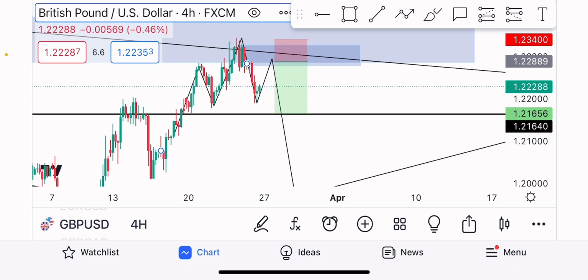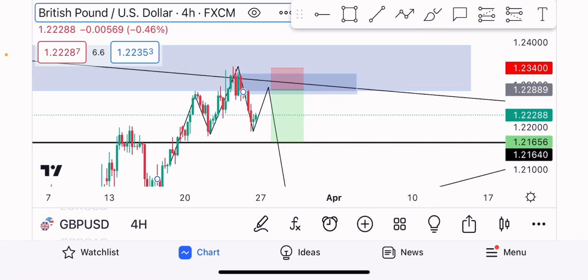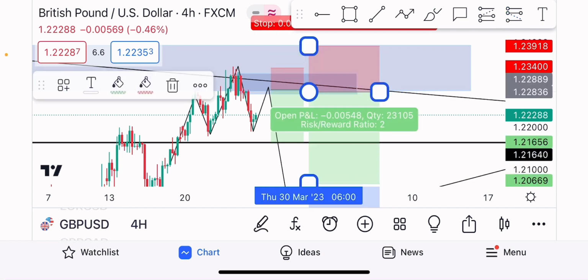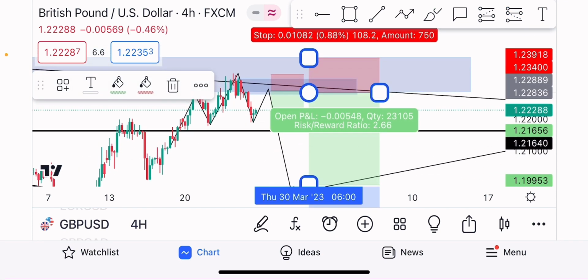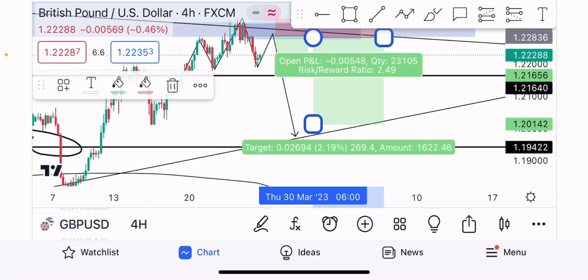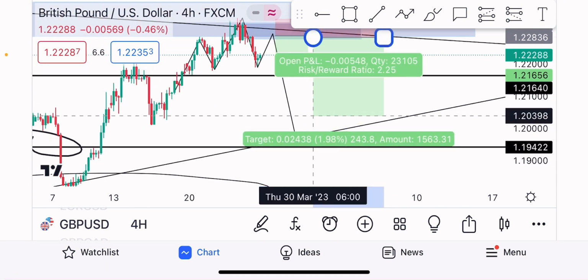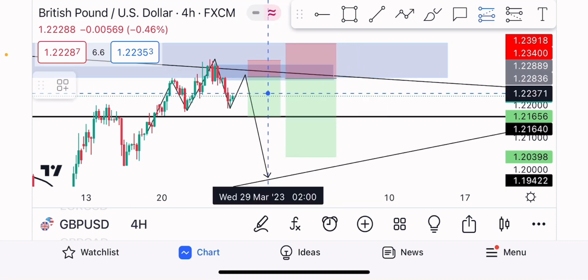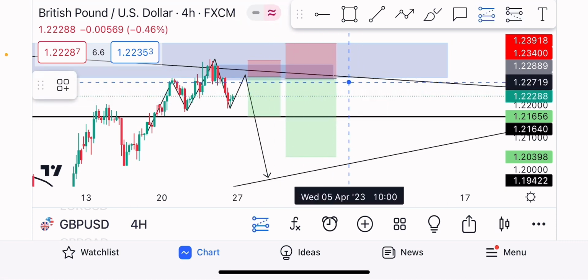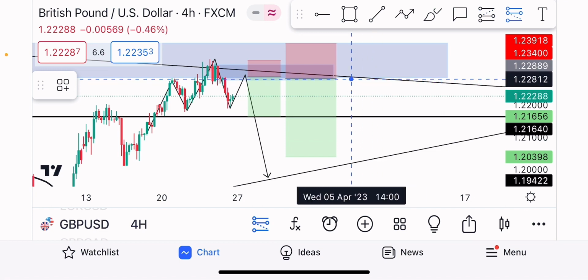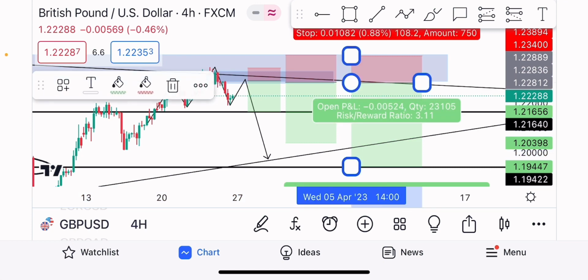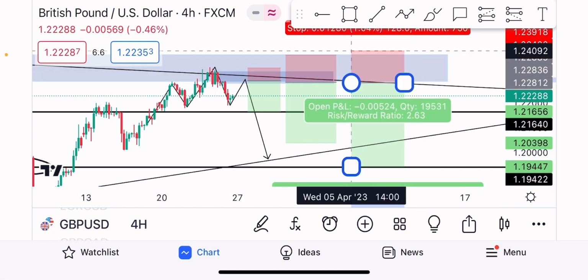Then our second TP, I think, would be at this point. First TP on GBPUSD to be here. Then our second TP will be at this point. Okay, let me say here at this point. Then our third take profit to be at this point. That was the next level of support. Those are the destinations on GBPUSD.